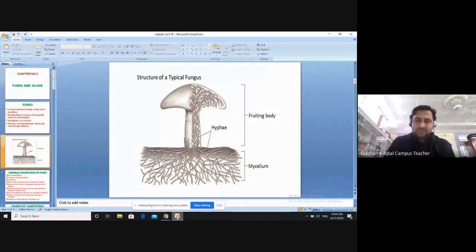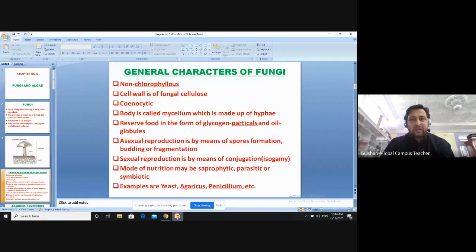Let's see now the general characteristics of fungi. After this, I will take some questions. If the question is asked from you, that write down 5, 6 or how many characteristics of fungi, the general characteristics, you will have to write all the general characters. Number 1, fungi is non-chlorophyllous. It means they do not have chlorophyll. So when they do not have chlorophyll, they cannot make their own food. Number 2, their cell wall is made up of fungal cellulose or chitin. That is made up of protein and carbohydrates.